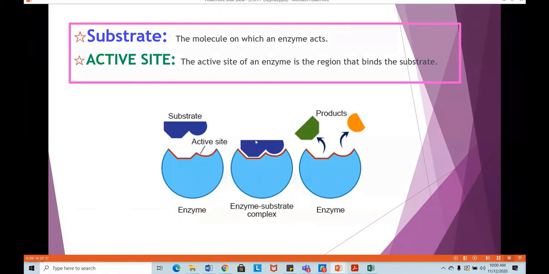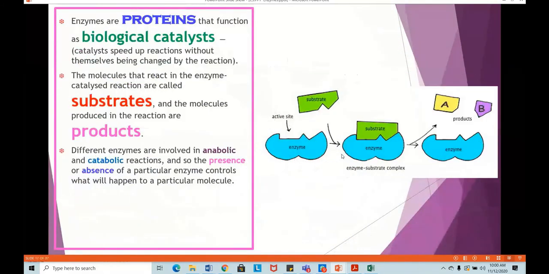Near the active site, the molecule binds to the enzyme so that it forms an enzyme substrate complex where the reaction takes place and the products are released. All right, so this is what we studied about the substrates. You can also define them as the molecules that react in an enzyme catalyzed reaction are known as substrates, and the molecules that are produced are known as the products.